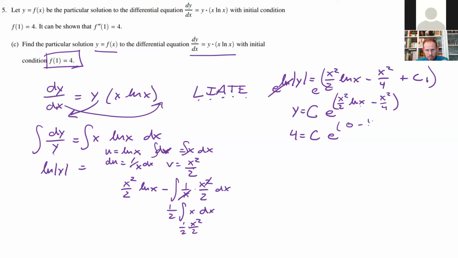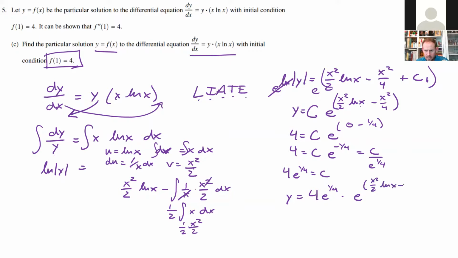Plug in 1 here, we're getting minus 1/4. So we're getting 4 equals c e to the negative 1/4. So really c over e to the 1/4. Multiply that up over here. So 4 e to the 1/4 equals c. So it looks like y equals 4 e to the 1/4 times e to the x squared over 2 ln of x minus x squared over 4.